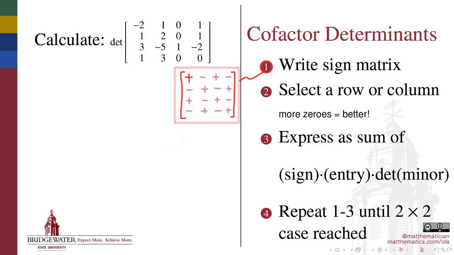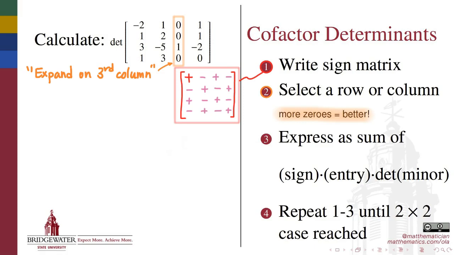Once this Sign Matrix is written down, look at your matrix and select either a row or a column out of that matrix. This strategy is the most efficient if that row or column has a lot of zeros in it. So in this particular matrix, probably the most efficient choice would be column 3, in which 3 of the entries are 0, and there's only one which is not. So what we'll say is that we're going to expand this determinant into its cofactor expansion along the third column.